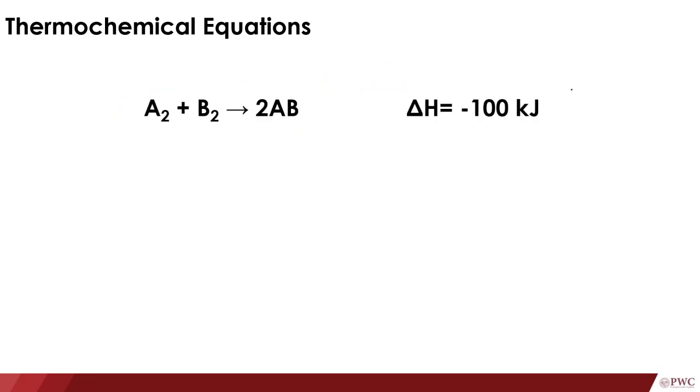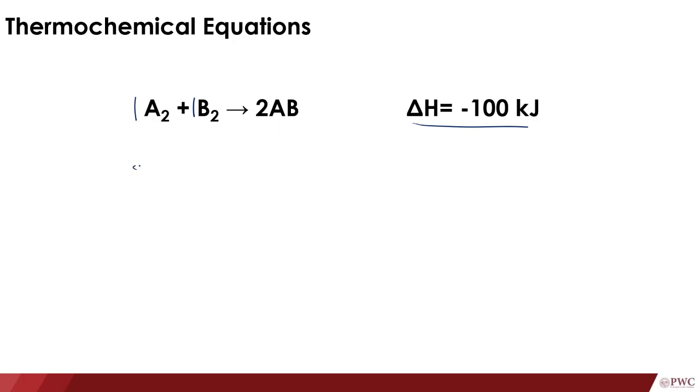So let's examine this sample equation here. So let's consider this one. We have A2 plus B2 producing 2AB, and here delta H is equal to negative 100 kilojoules. Note that this delta H here is specific to the given molar quantities in the balanced chemical equation. So delta H is this value when there's 1 mole of A2, then 1 mole of B2, and then 2AB are produced from the reaction.